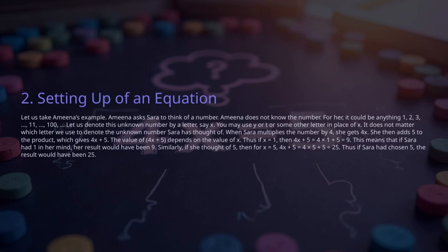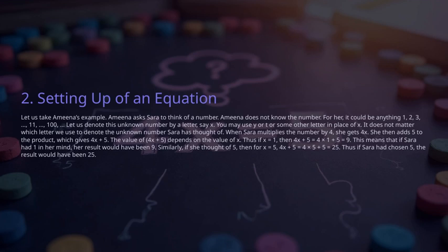Now Sarah takes her number and multiplies it by 4. That gives us 4x. Then she adds 5 to that product, resulting in 4x + 5. Notice that this expression, 4x + 5, depends directly on the value of x. For example, if Sarah's number was 1, then 4 times 1 is 4, and adding 5 gives us 9. So if x equals 1, the result is 9.